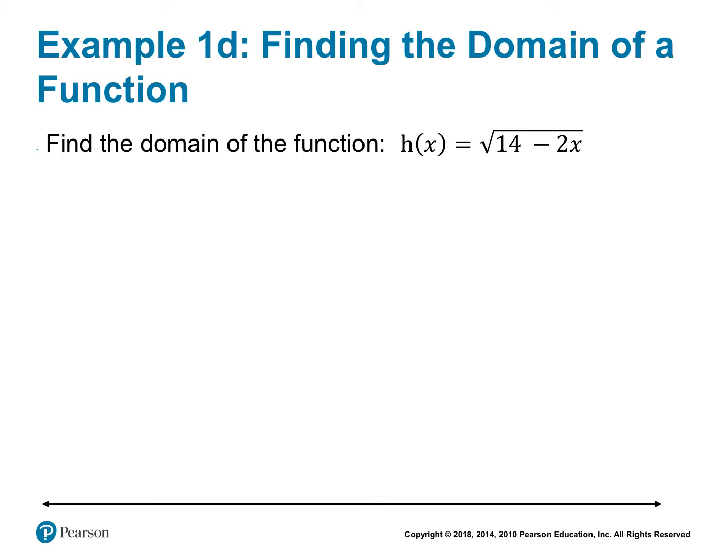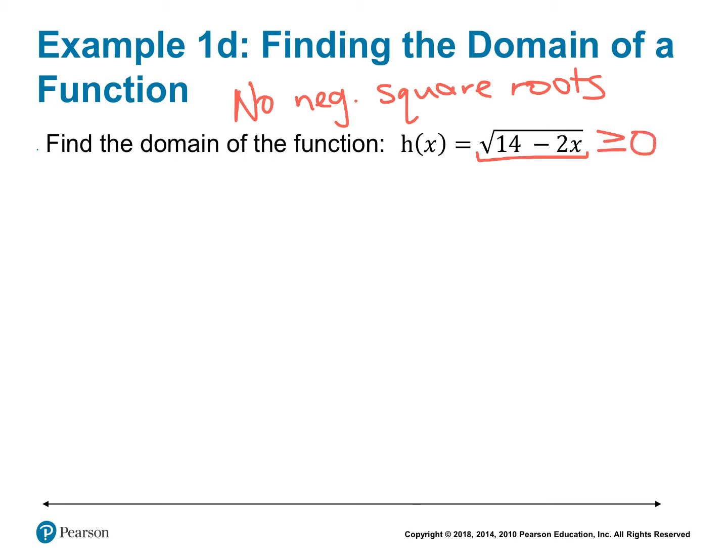Square root of 14 minus 2x. So on this one we know that we cannot have the square root of a negative number. No negative square roots. So we know that this under here has to be greater than or exactly equal to 0. So that's going to be our formula. The portion under the square root has to be greater than or equal to 0.